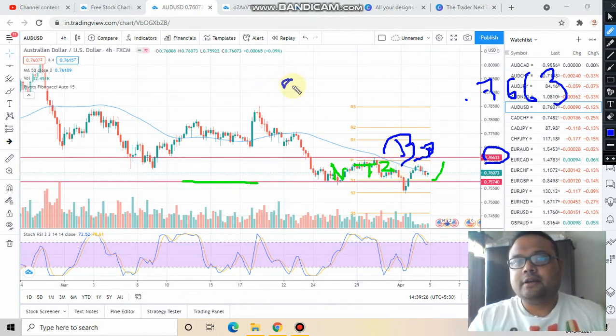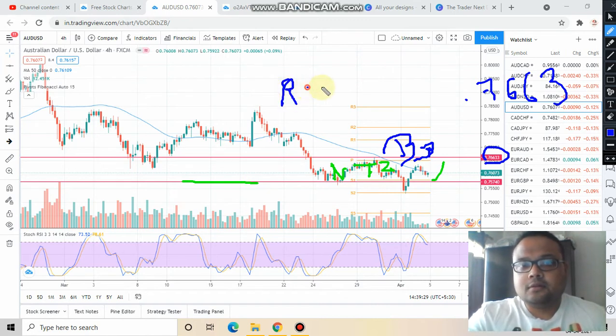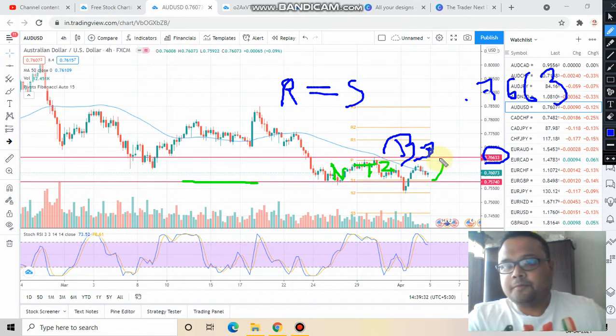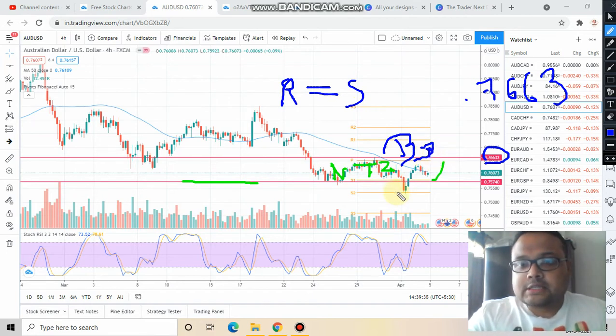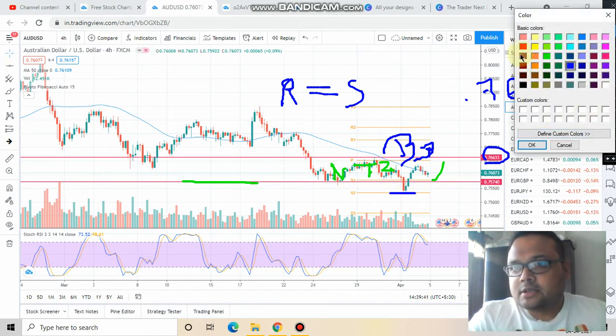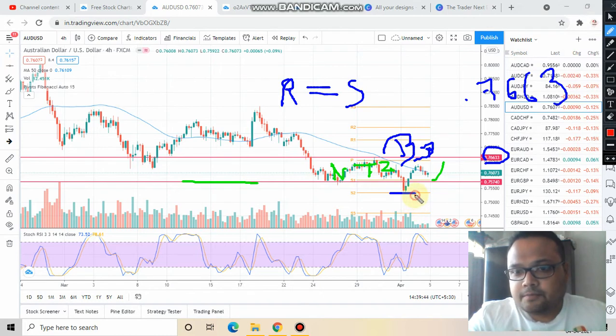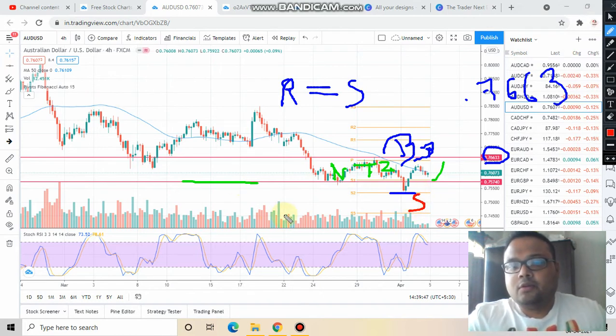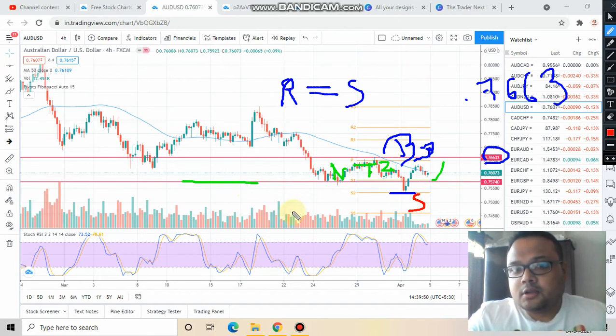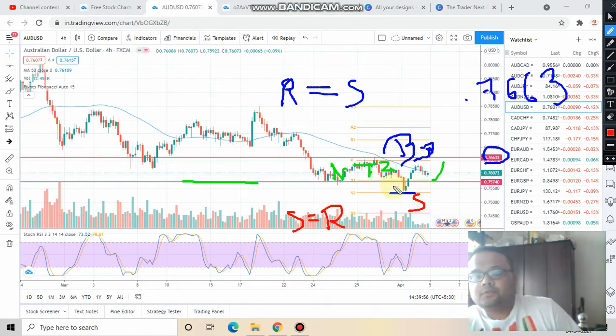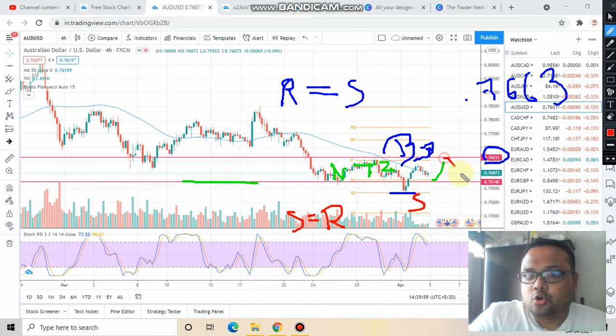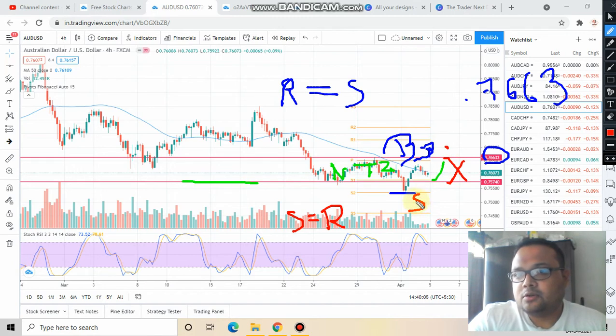Let the resistance become the support. Okay, then go for a buy, and we will go for a sell if market crosses this particular low. Okay, we will only be selling AUD USD below this level. We will wait for the support to become the resistance. Okay, so as of now, this is our no trading zone. Okay, only buy above this line and sell below this particular level or the particular low.